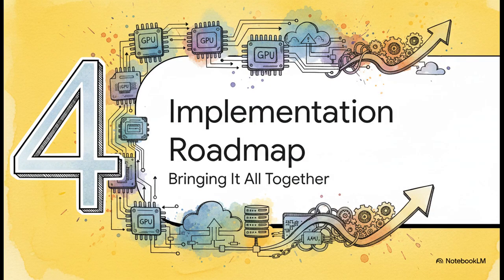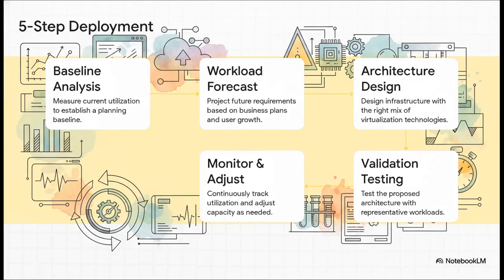Phew! Okay, let's bring it all home. After covering the tech, the performance, and the pitfalls, our final module gave us an actionable game plan to guide your own deployment. And here it is, the simple, brilliant 5-step roadmap from Module 20. It all starts with a baseline analysis, because you can't know where you're going if you don't know where you are. Next, you forecast your future needs. Armed with that data, you design your architecture, picking that perfect blend of pass-through, vGPU, and MIG. Then, the crucial step, you validate everything with real-world tests. And finally, you enter the cycle of continuous monitoring and tweaking. It's a beautiful, logical flow.